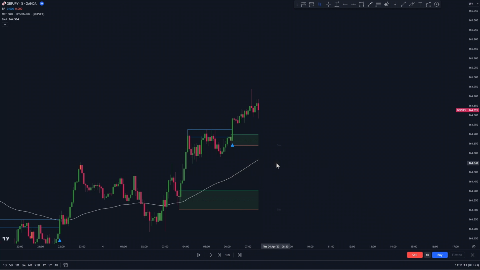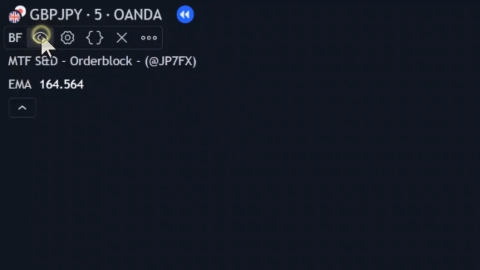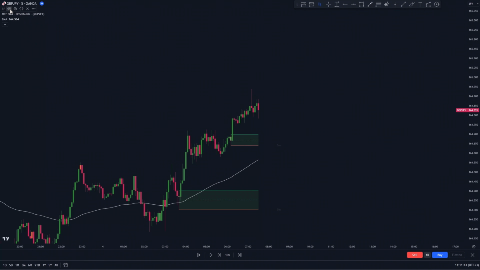Now, after we have a demand zone within a bullish trend, the next thing we want to have on our chart is for the price to break above a key level, also known as a break of structure. To confirm that, we're just going to activate our breakout finder indicator by clicking right here.